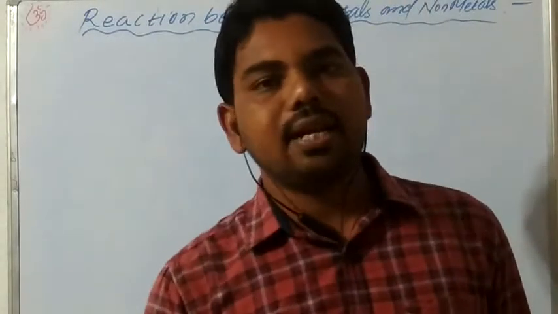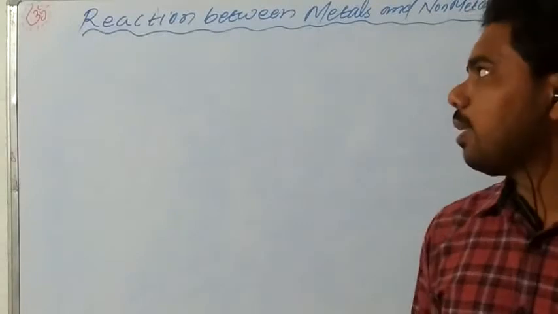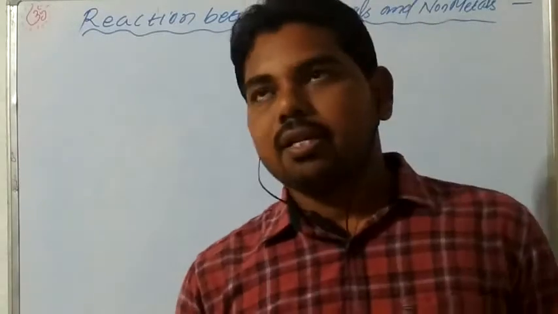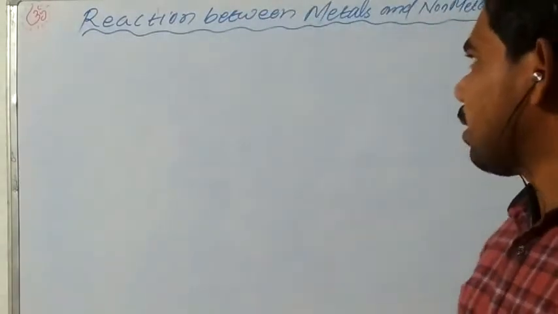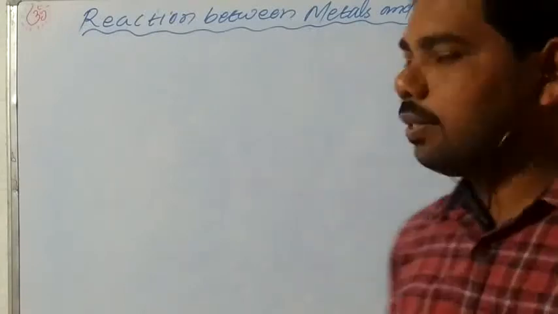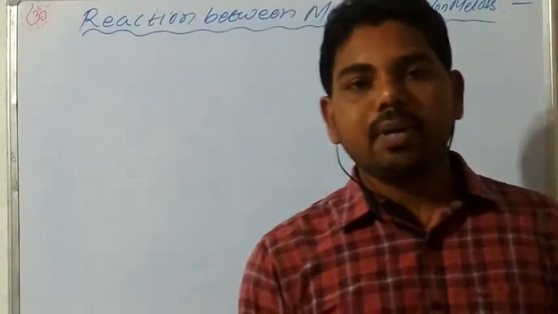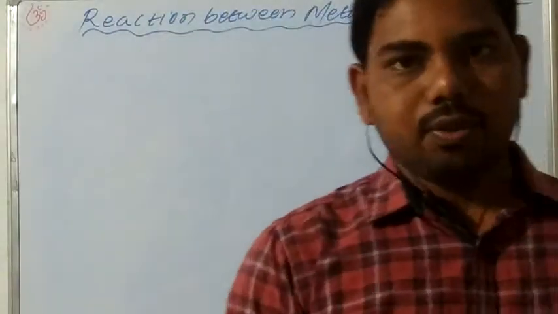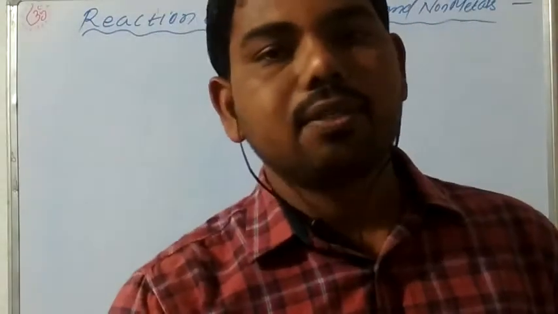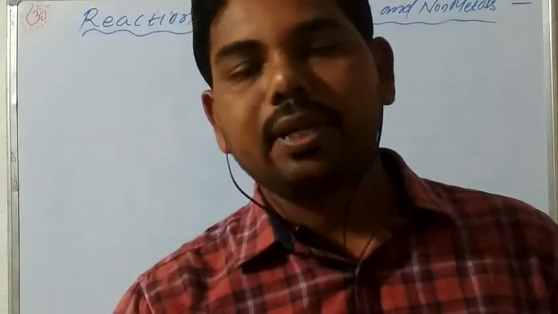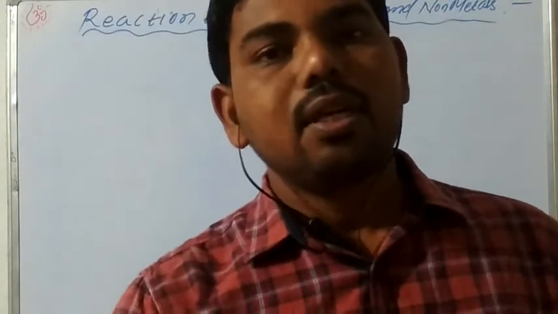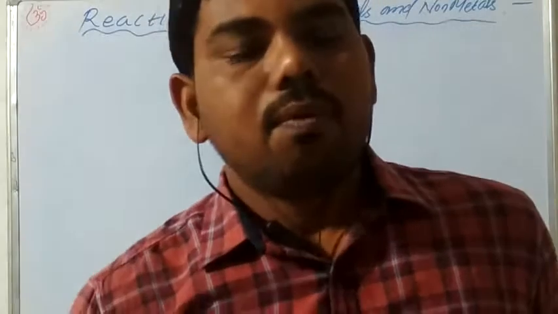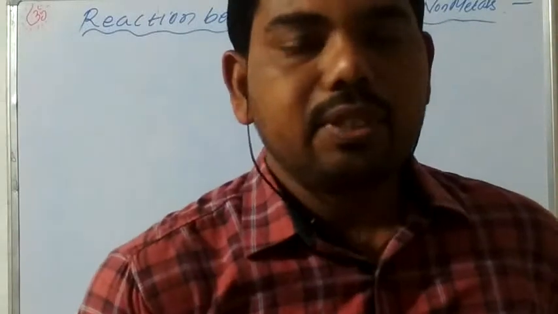Today we discuss class 10 chemistry, chapter 3, metals and non-metals. In this chapter, today we discuss the reaction between metals and non-metals. Most of the chapter is already completed: some physical and chemical properties of metals and non-metals. Now we discuss what happens when metals react with non-metals.